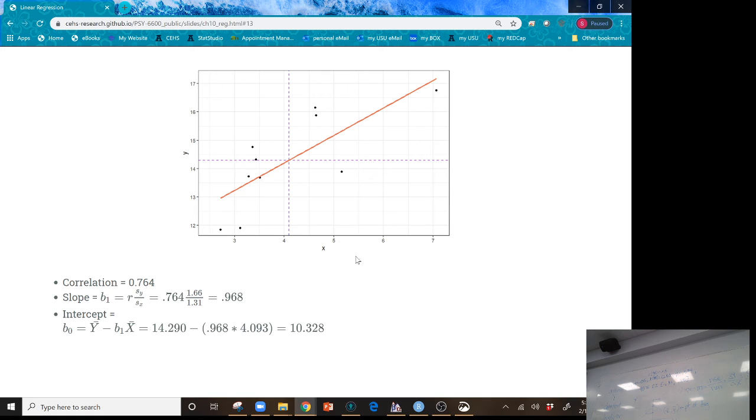Do we know how to calculate those in the computer? Do we know how to get the letter r from a data set if we have 2 variables? Yeah? We do cor.test. Can we get the standard deviations? Yeah? What's one way we can get standard deviations out of data in R? I've taught you like 3 or 4 ways.